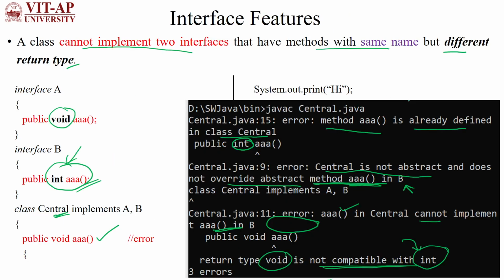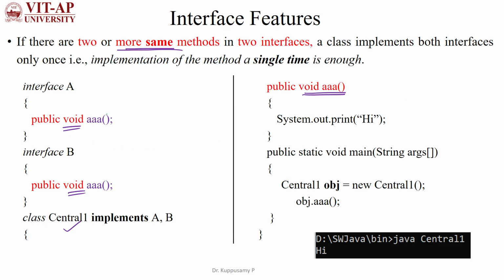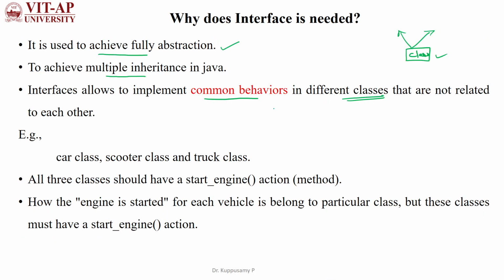You see, here we are having method triple a, here also triple a, but this can have different behavior, this can have different behavior, which can be implemented inside a single class. So that's what we are saying, common behaviors in different classes that are not related to each other can be implemented. So here you see car is one class, scooter is another class, truck is another class. All should have the same methods. That method name is start engine.